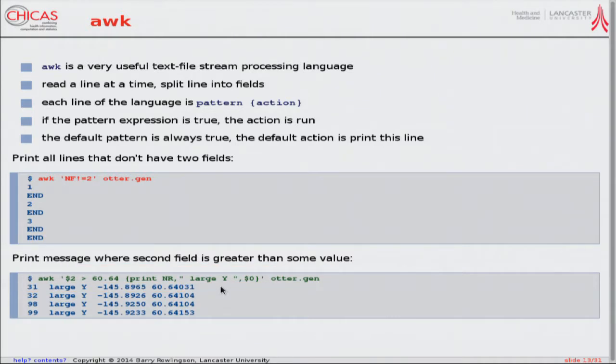AWK scripts can get complicated. I don't expect you to understand a lot of these things or be able to type them in shortly afterwards, but just as conceptual examples of what these things can do, what I'm going to do here is, if ever the second coordinate, $2 is the second field, so that's the second coordinate because they're x, y. If the second coordinate number is bigger than 60.64, that might be some significant value, print out the record number, which is the line number in the file, print out a little message, and then print the line out. So you can do complicated pattern matching and printing like that.